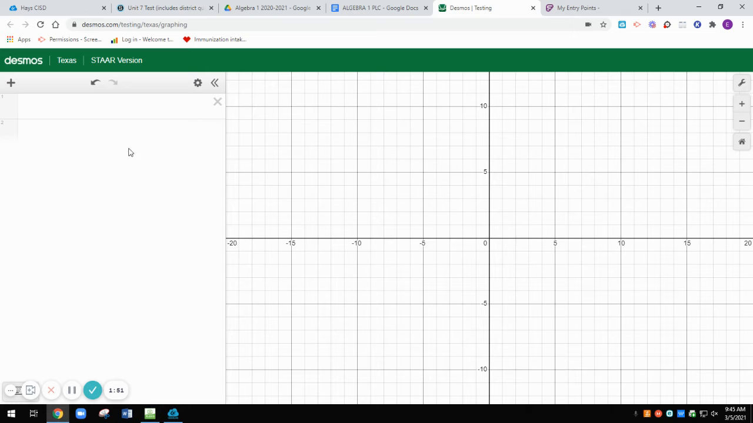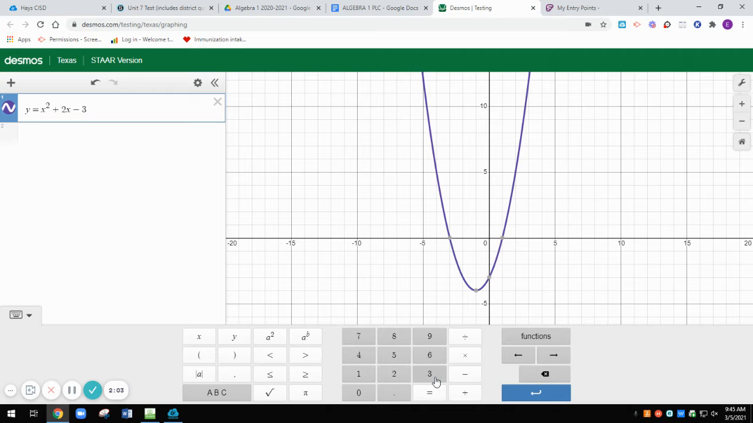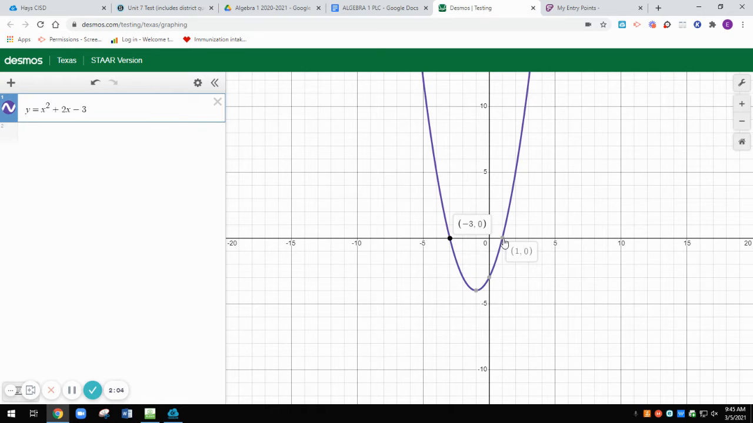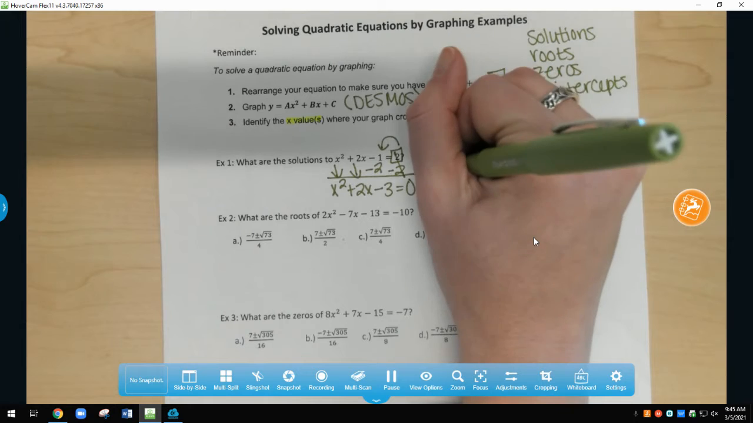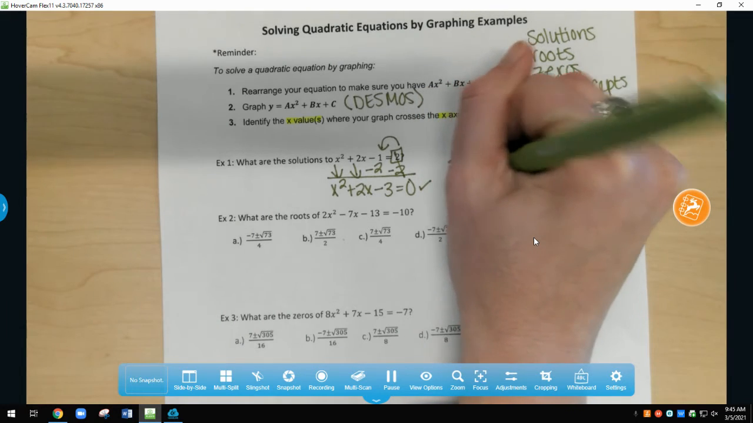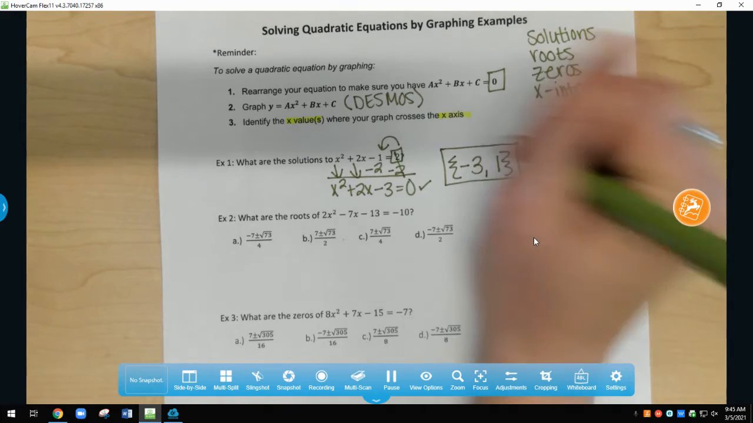When I go to Desmos, it's good to get used to using y. So y equals x squared plus 2x minus 3. I'm going to click both spots. So negative 3 and 1. So my solution, I'm going to draw my squiggly bracket. Negative 3, 1 would be my answer.